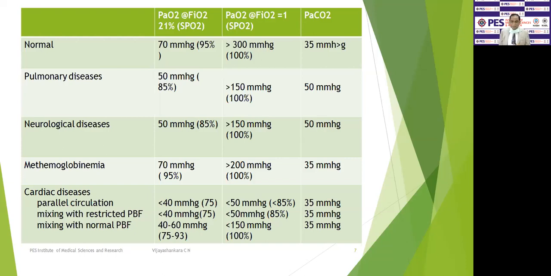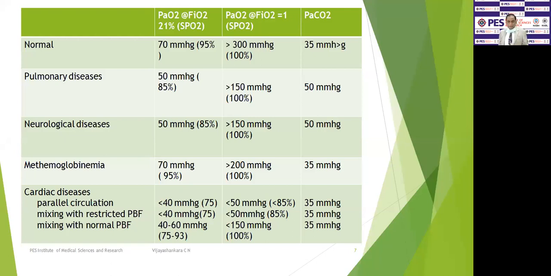In pulmonary diseases, usually it is about 50 millimeter of mercury. Children are hypoxic because of the respiratory diseases like bronchiolitis, pneumonias, bronchopneumonias with a saturation of 85%. When you give 100% oxygen for 10 minutes, it goes up to more than 150 millimeter of mercury with a 100% saturation level, but it doesn't go up to 300 millimeter. And PCO2 in respiratory diseases is usually raised because the diffusion across the respiratory membrane will be defective.